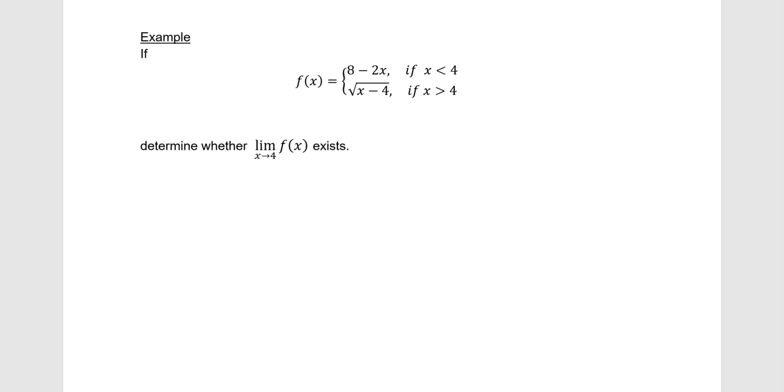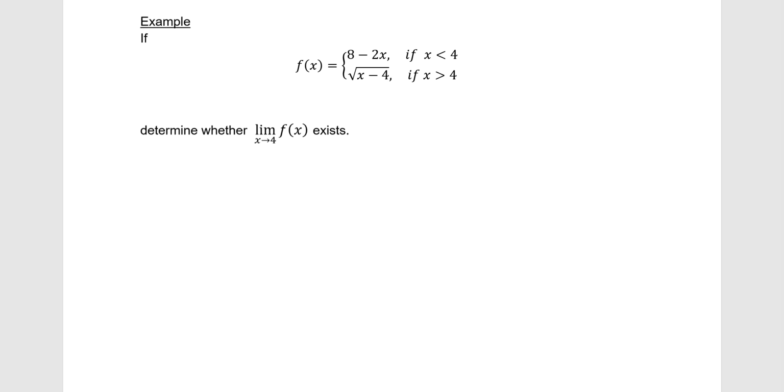Okay, so a few more things here. Here's another example. Let's say we have this piecewise function f of x. It's equal to 8 minus 2x if x is less than 4, and it's equal to the square root of x minus 4 if x is greater than 4. Let's determine if the limit as x approaches 4 exists. So hopefully we're getting a hang of this and we know what to do. To show that the limit exists, we need to show that the limit from the left equals the limit from the right. So let's go ahead and take a look at the limit from the right of 4 for f of x.